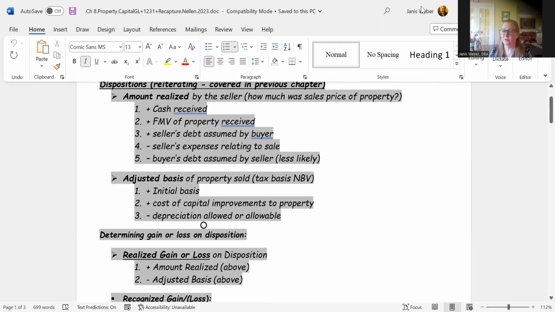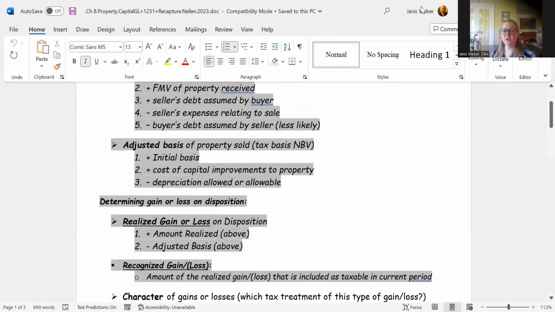So the adjusted basis, as we already know, this is just reiterating what we've already covered, is your initial amount you paid for the asset, plus any improvements you put into it. So cost of those improvements minus the depreciation you've already taken. That brings you to your adjusted basis. And that's sort of like what you think of in financial accounting as net book value. It's the tax basis, but it's similar to the same thing, as in it's the original cost plus any improvements minus any depreciation taken.